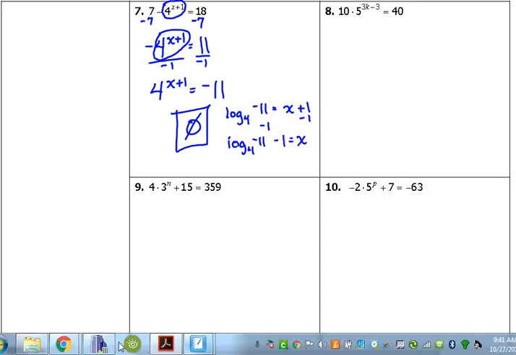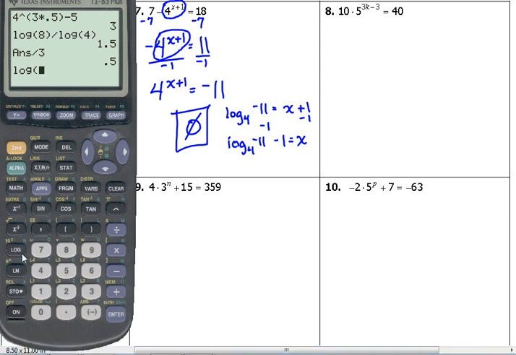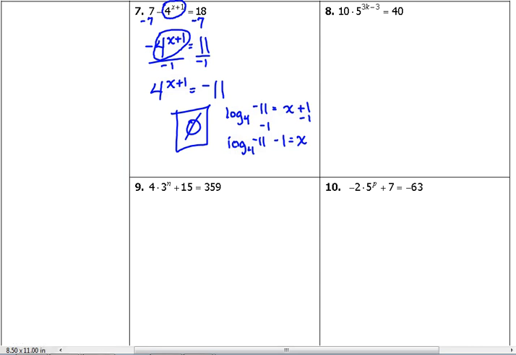When we go to put this into our calculator, log of negative 11 divided by the log of 4 minus 1, and I press enter, I get an error message that says non-real answer. Okay, it's because you can't take the log of a negative number because you can't raise 4 to a power and get negative 11. So it's no solution. All right, number 8.